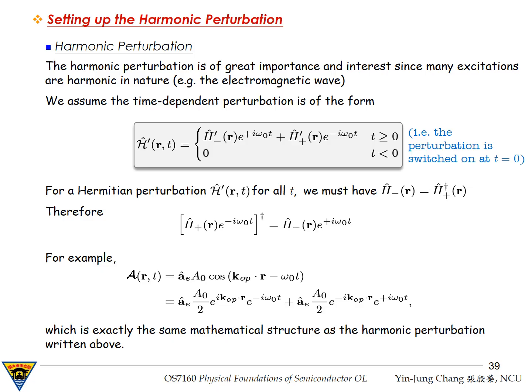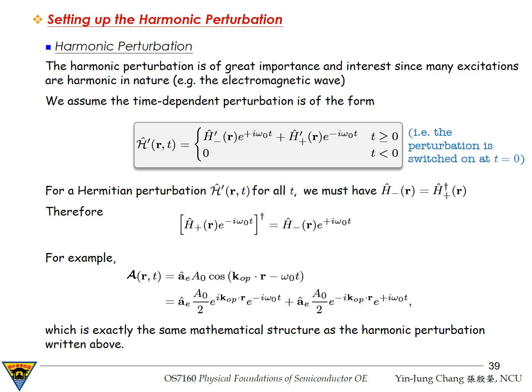Let's now set up the problem mathematically. We assume that the time-dependent perturbation has the harmonic form as shown. Each term consists of a spatial part and a time harmonic dependence. Here we use the plus and minus signs to distinguish the spatial parts corresponding to the 2 time dependence factors, e to the minus i omega 0 t and e to the plus i omega 0 t. So the perturbation is switched on at t equals 0. Before that instant, the system is completely unperturbed.